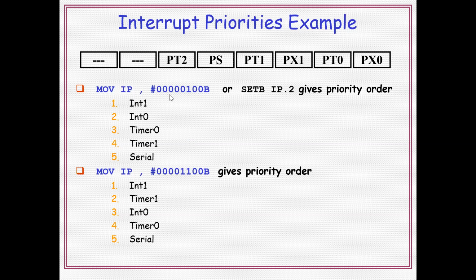MOV IP, #0000 0100B. So here one is set at the third position from LSB. Third position is nothing but external interrupt 1, so that external interrupt 1 has the highest priority. After that INT 0, after that timer 0, after that timer 1, after that serial priority. Okay, these are the priority orders we can rearrange.